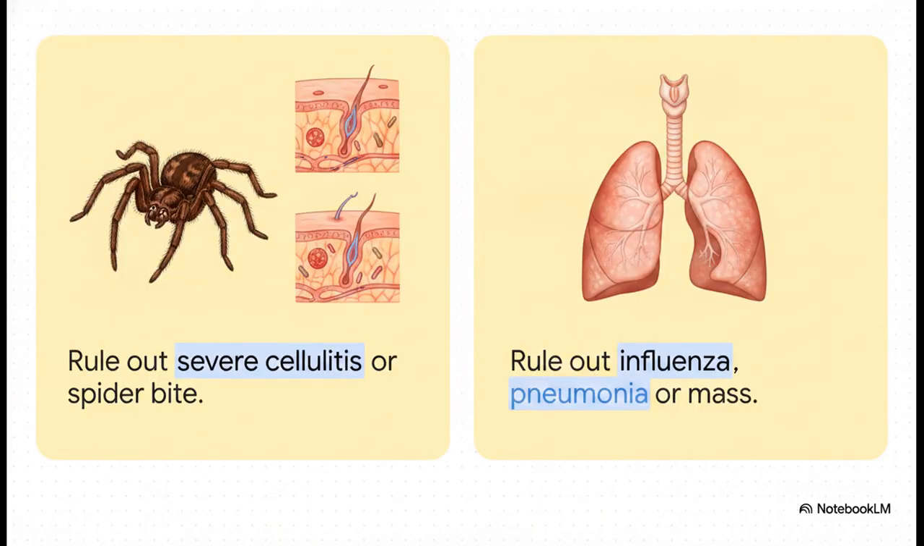Anthrax is a master of mimicry. A simple spider bite or severe cellulitis might easily mimic cutaneous anthrax early on. And early inhalational anthrax looks just like seasonal influenza or standard pneumonia. That widened mediastinum might even make you think of a mediastinal mass. You have to maintain a really high index of suspicion.